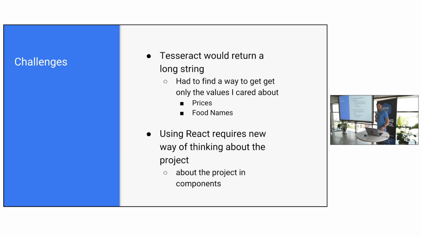Some of the challenges I faced were actually using Tesseract, because when you send the file through it, it just returns this large string. And I didn't actually care about all the other stuff that's usually on a receipt. I only cared about the food names and the prices. And so I had to essentially look for the dollar signs on the receipt and then split it from there, get the dollar and the food names.